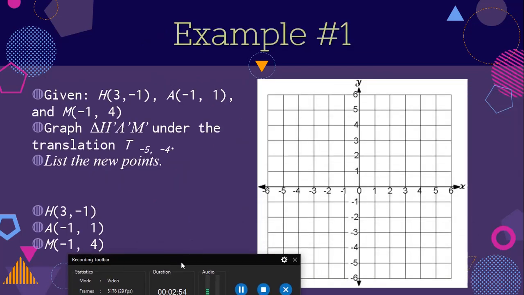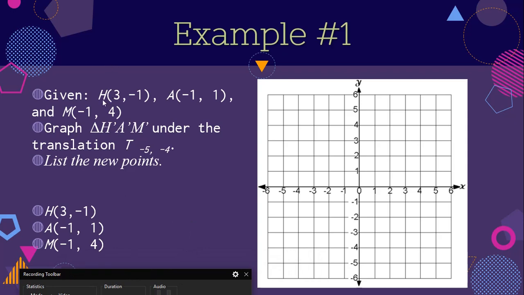In example number 1, they're giving us 3 points, triangle HAM. They want us to translate it using the rule -5, -4. So this would mean I would move it 5 units to the left and then 4 units down with the -4. We're going to start by graphing triangle HAM. And we want to make sure we also label the vertices. When you do a full mapping, remember we list the 3 original points. We place the arrows to show mapping, and we put the rule above the arrows. So 5 units left and 4 units down.